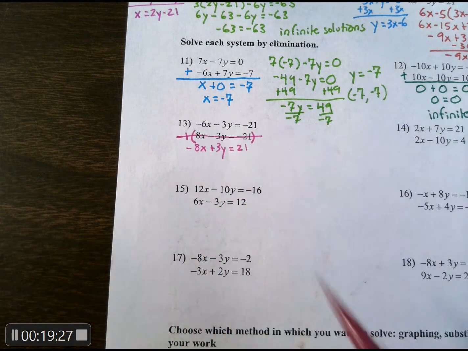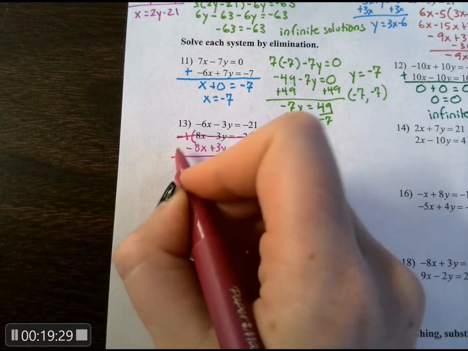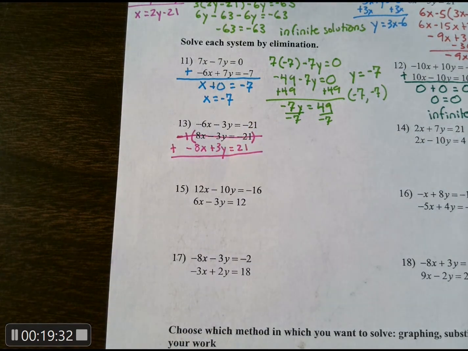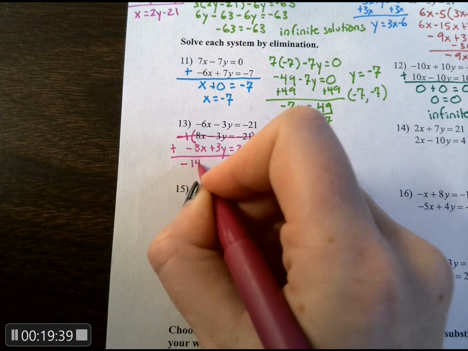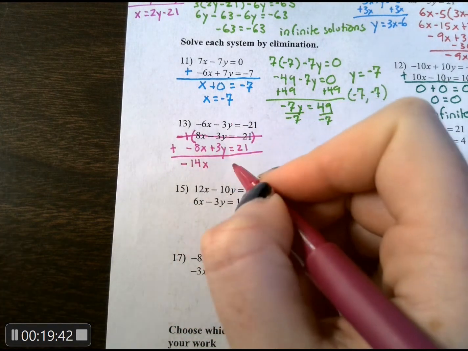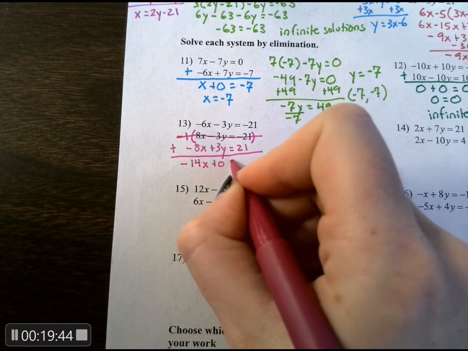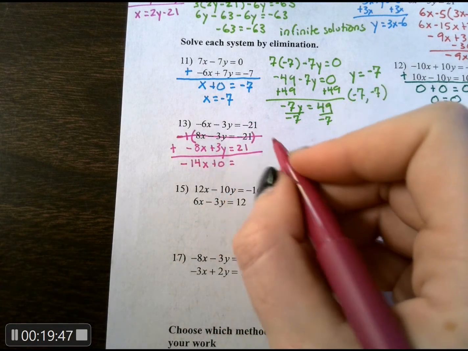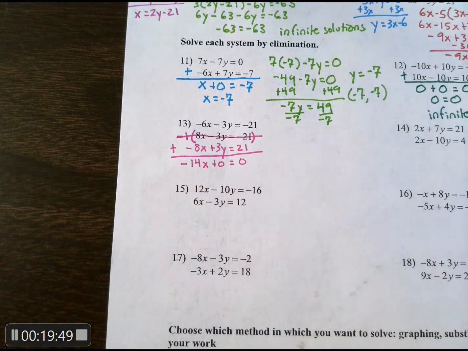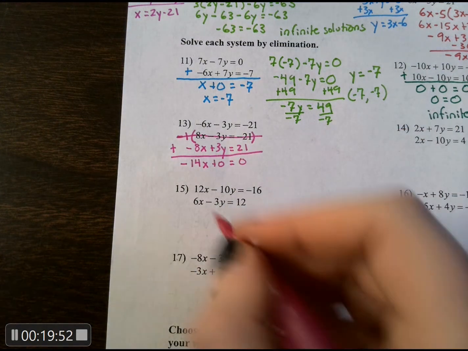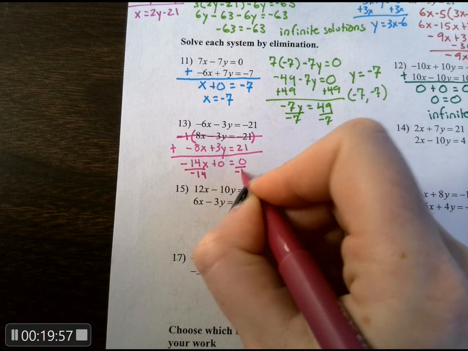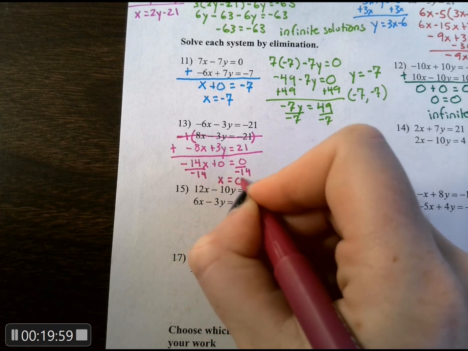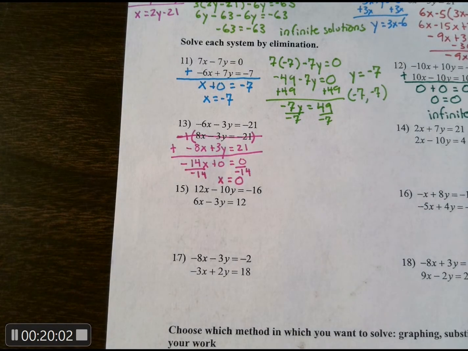And so then we can cross out that equation, and then we can go ahead and add them. So negative 6 plus a negative 8 is going to give us a negative 14x. Negative 3y plus 3y is going to give us 0. And then negative 21 plus 21 is going to give us 0. So then we are going to divide by negative 14 on both sides so that x equals 0.